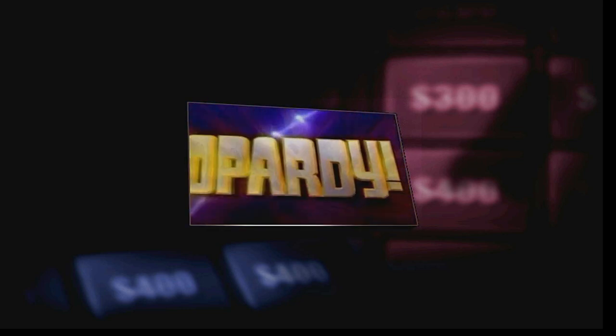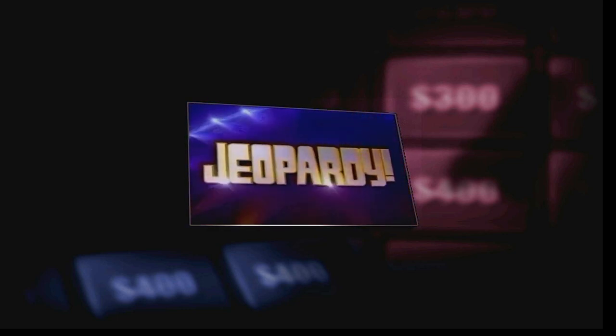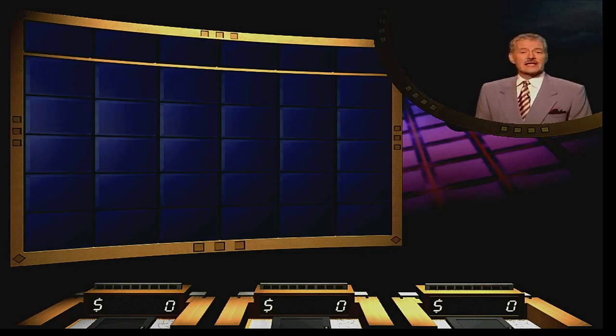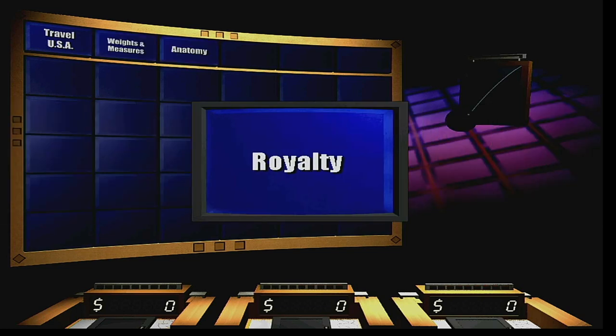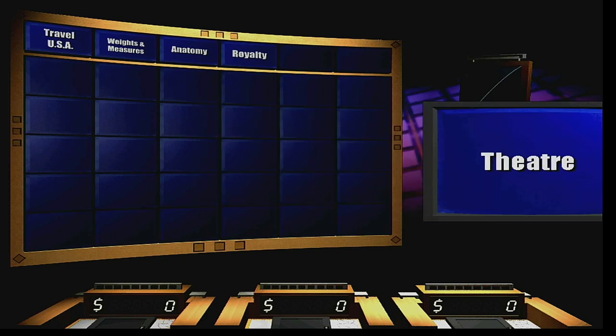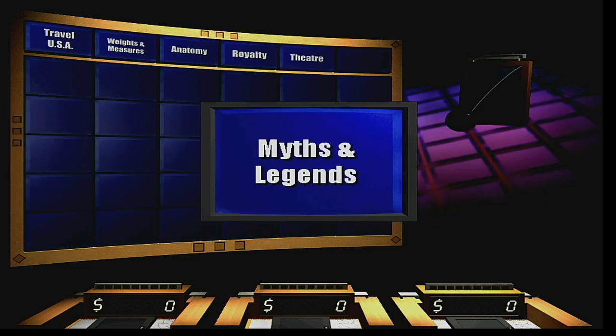From the Sony Pictures Studios, this is Jeopardy! And now, here is your host for Jeopardy, Alex Trebek. Thanks, Johnny. Folks, welcome to Jeopardy! Have fun, and good luck to all of you. Let's see what the categories are for this first round of play. Travel USA, weights and measures, anatomy, royalty, theater, and finally, myths and legends.